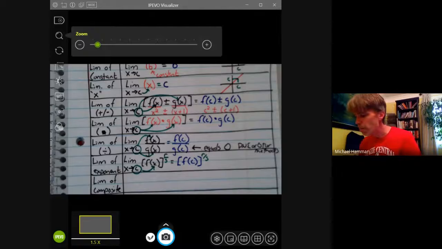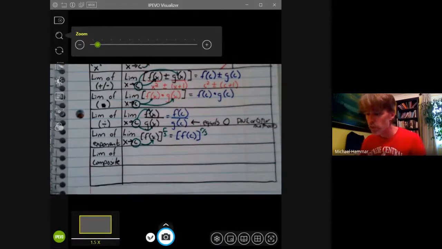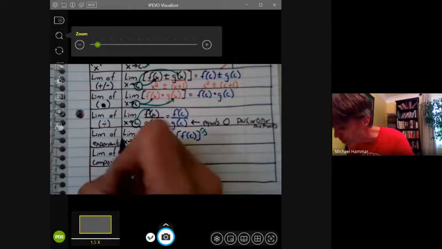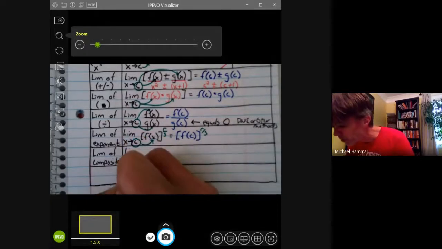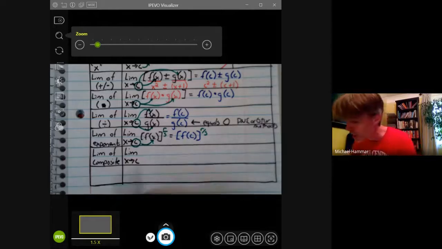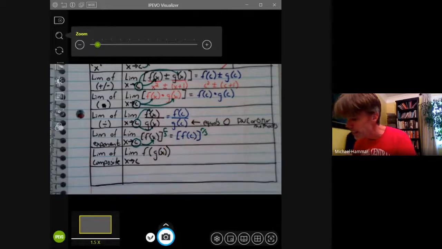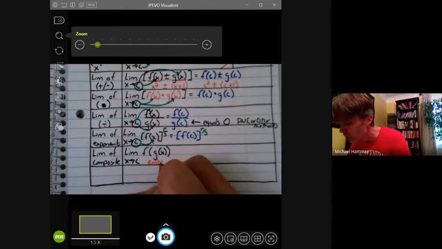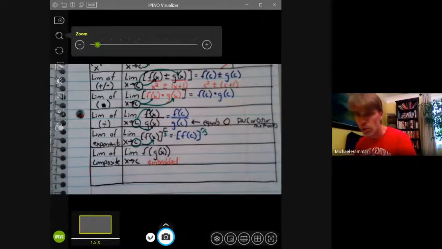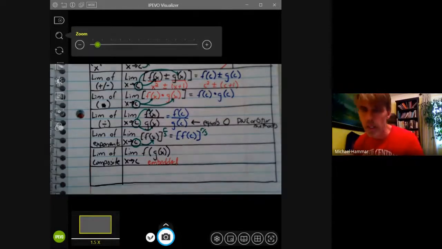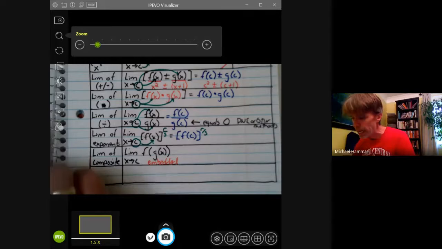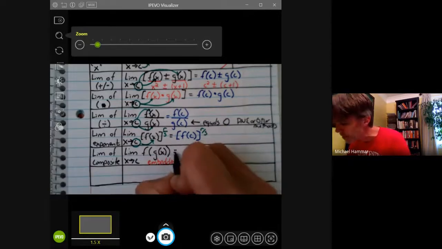Now, the most complicated of them all is what you do for the limit of a composite function. Now, if you remember from pre-calc, where first of all, of course, the limit's going to approach c. But if you remember, a composite function is a function embedded in another one. So I always use this word. It's embedded into another function. So we have g of x inside of the function f of x. So what do you do here? This one has more of a rule that you kind of are going to have to memorize.